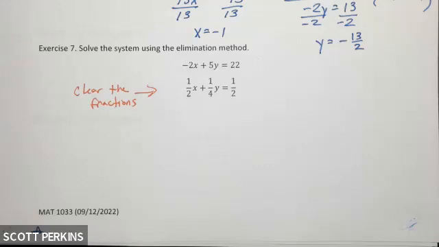Just so we're all moving in the same direction, if I'm going to clear the fractions on that second equation, what are you multiplying every term by? 4. By 4, yes, that's the common denominator. You could use 8, that'd be fine, but 4 is going to make this problem the easiest.